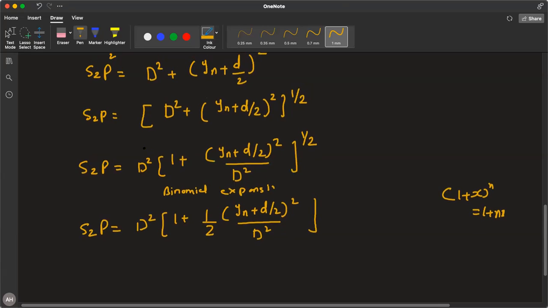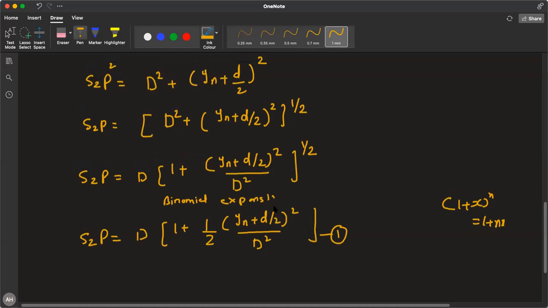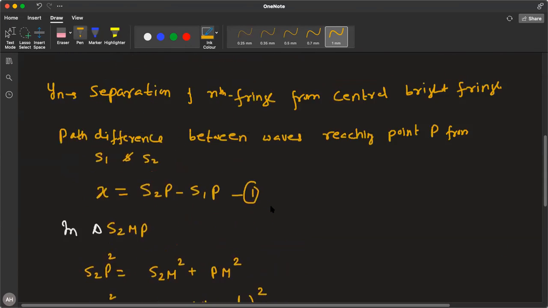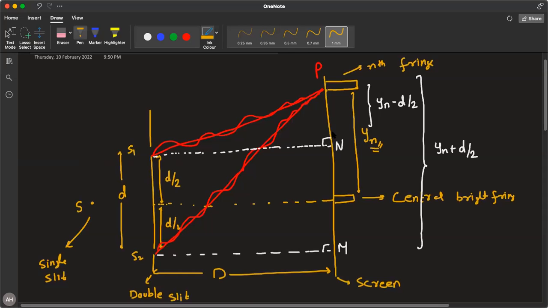Obviously this won't be square, this will be d. Sir, how did you get S2P square is equal to S2M square plus PM square? It's a right angle triangle. S2MP is a right angle triangle, so S2P is the hypotenuse, S2M is the base, and PM is the perpendicular. Pythagoras.